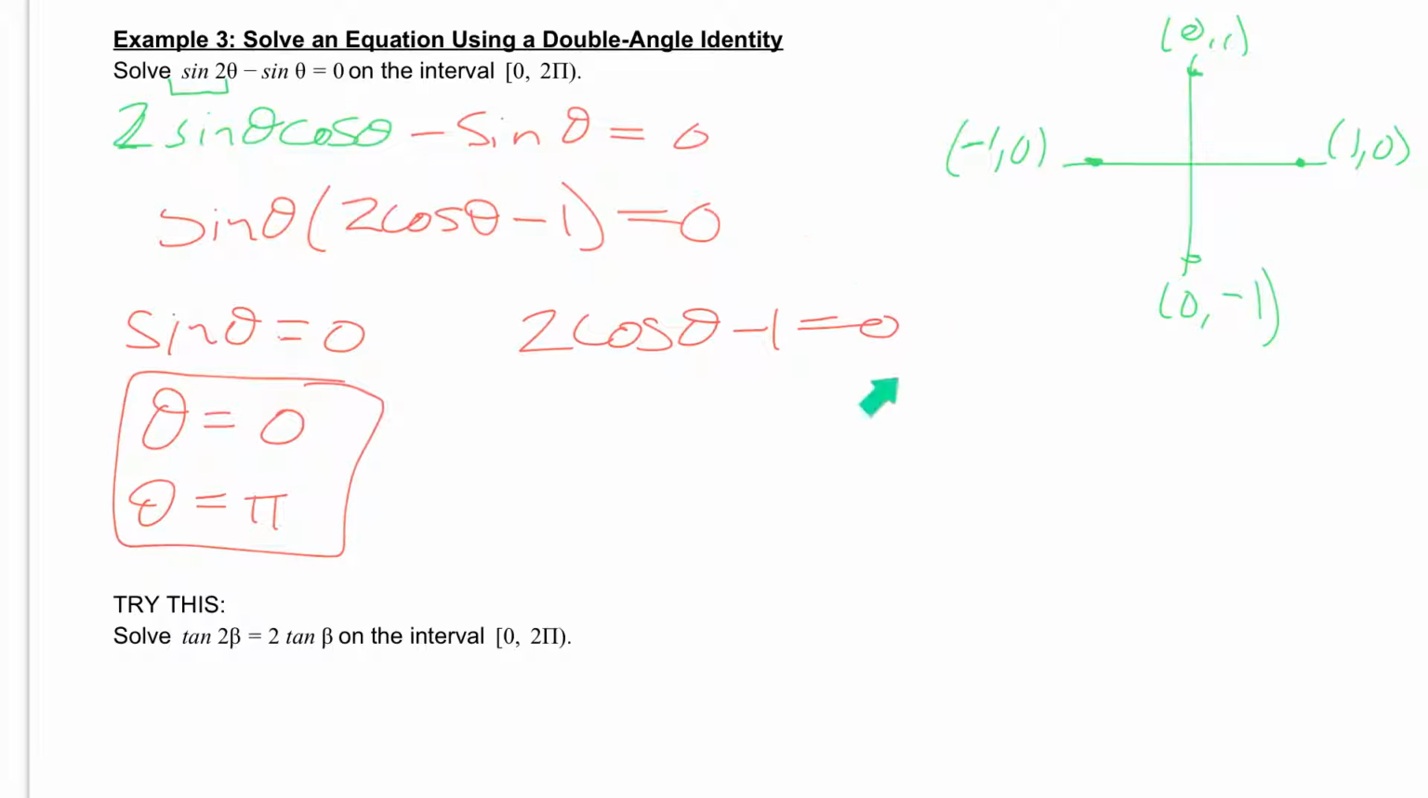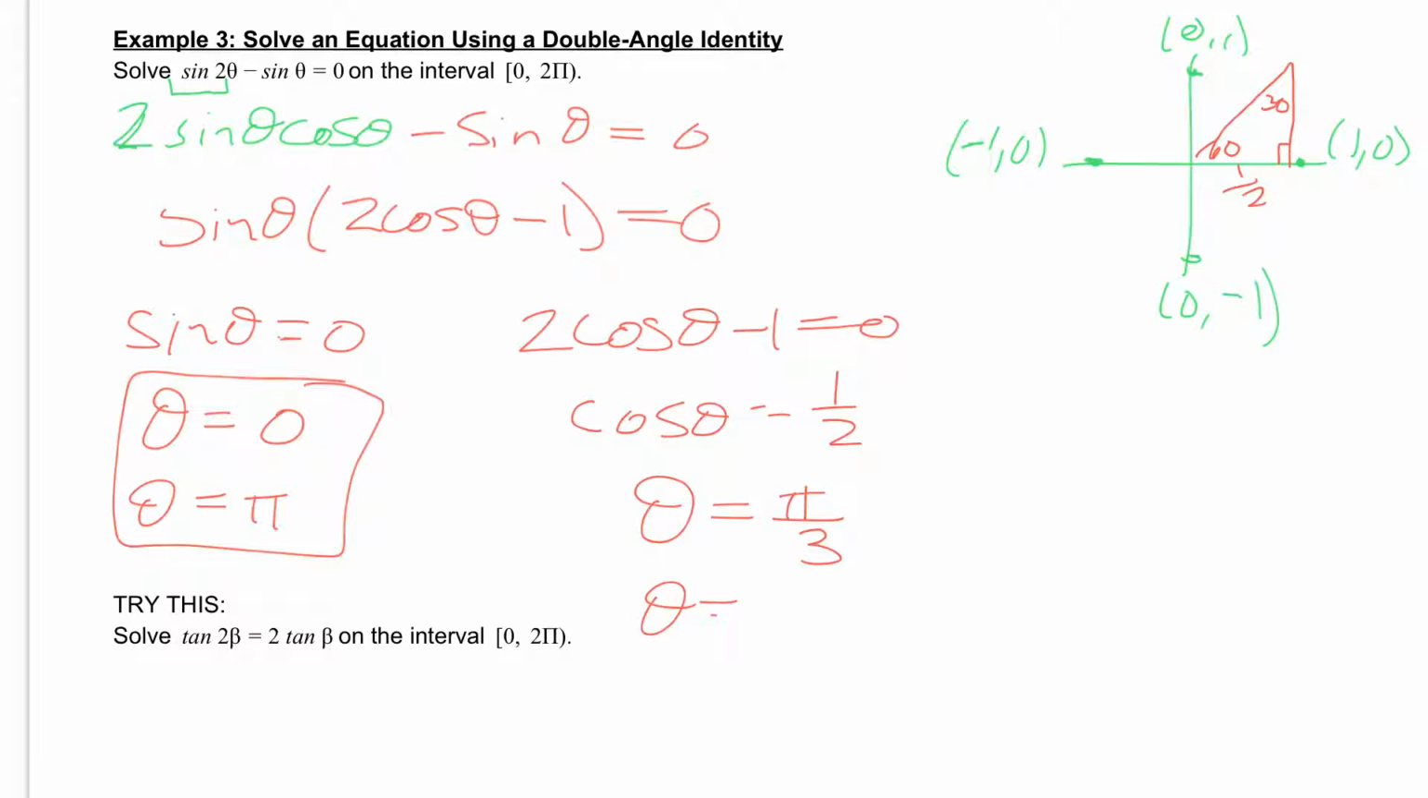Then if I solve the next one, 2 cosine theta minus 1 equal to 0, I'm going to add the 1 over, divide by 2, and I get cosine of theta is equal to 1/2. And now I'm going to go back and figure out, so if cosine is a half, that can happen in the first quadrant. It can also happen in the fourth quadrant. But if cosine is a half, that means this would be a half here, being 30 degrees up on the top, and then a 60-degree reference angle, which is pi over 3. So I know theta would be pi over 3.